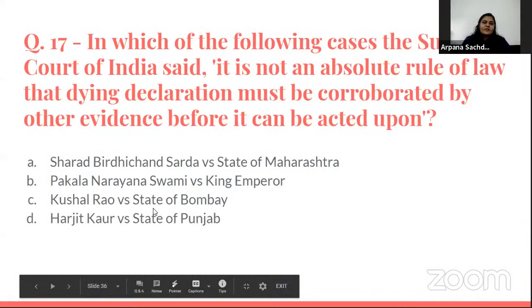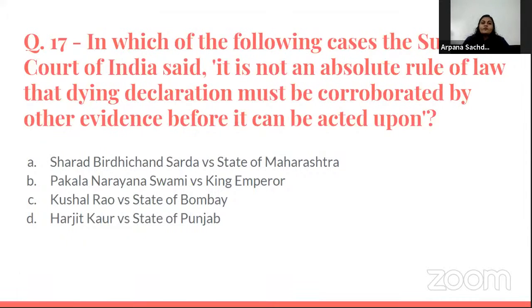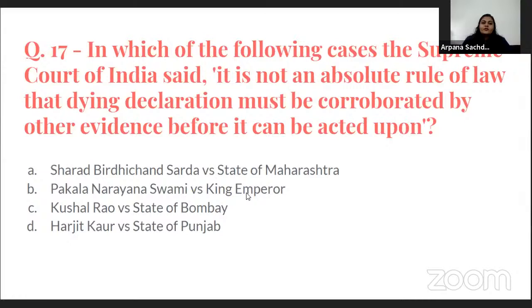Now, question number 17. In which of the following cases did the Supreme Court of India say it is not an absolute rule of law that a dying declaration must be corroborated by other evidence before it can be acted upon? Option A, Ramesh versus State of Maharashtra; Pakala Narayana Swami versus King Emperor; Kushal Rao versus State of Bombay; or Harjit Kaur versus State of Punjab.